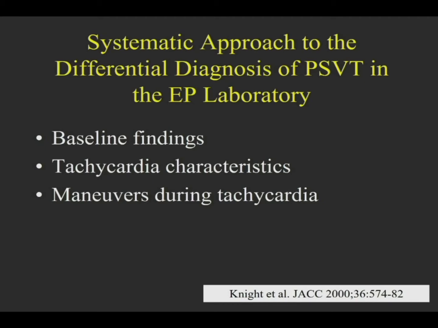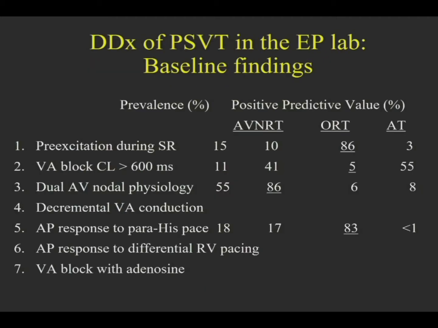And so what are these baseline findings and how common are they? Again, this is data from a paper in JACC, which I think is referenced later, that looked at 200 patients with PSVT in the EP lab and how common these observations were and how predictive they were for each of the three diagnoses of AV nodal reentry, orthodromic AV reentry using an accessory pathway, or atrial tachycardia. So if you have pre-excitation, which only occurred in 15% of patients in this study, the likelihood you have ORT is 86%. It's not 100%.